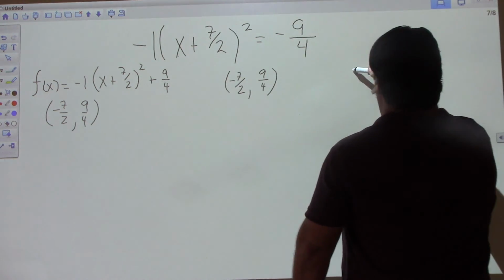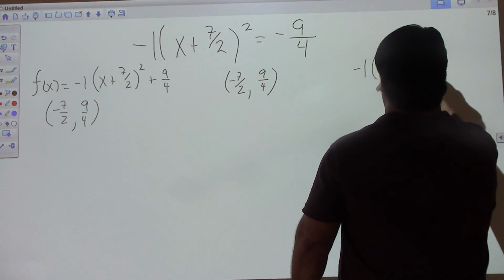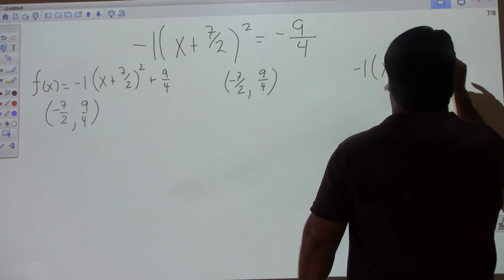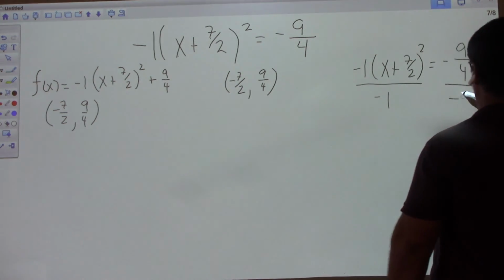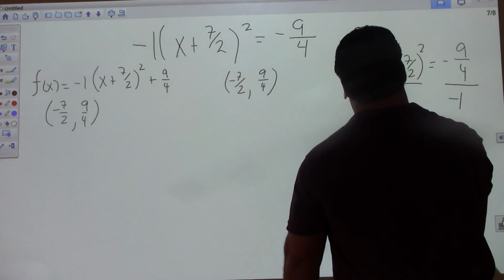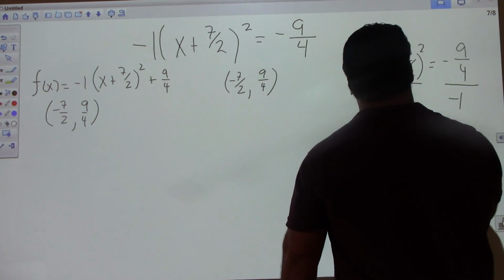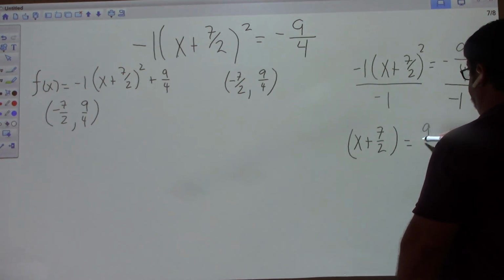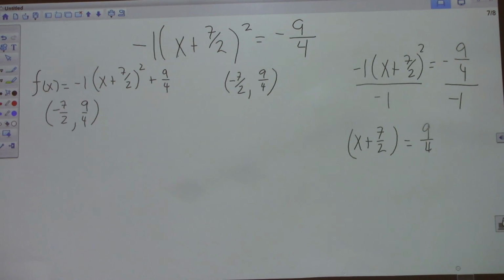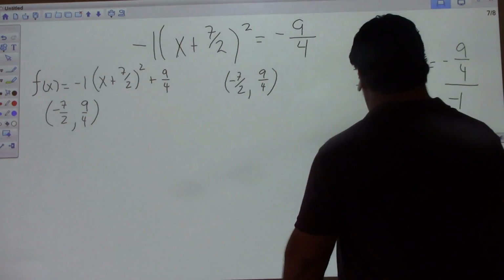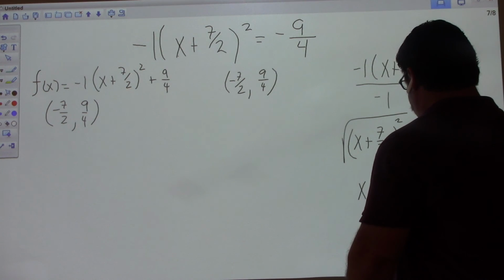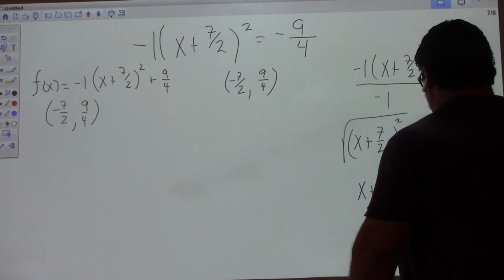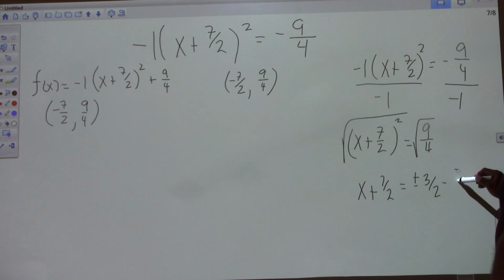Negative 1 times x plus 7 halves quantity squared is equal to negative 9 fourths. Divide by negative 1, you get x plus 7/2 quantity squared is equal to what? 9/4. Now you're going to have x-intercepts. You got to be careful. x plus 7/2 is equal to plus or minus 3/2, so x equals 3/2 minus 7/2.